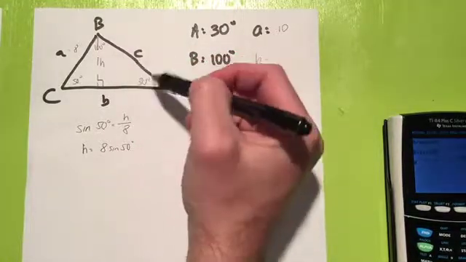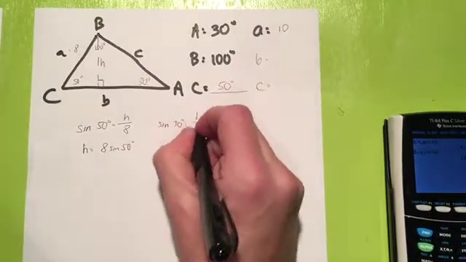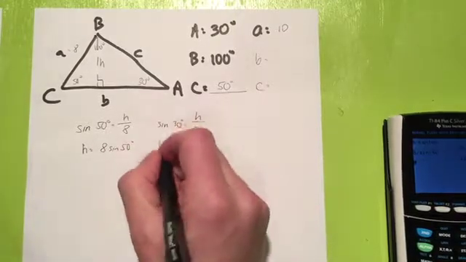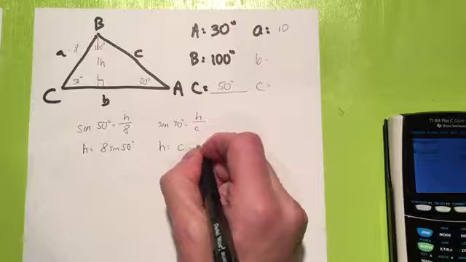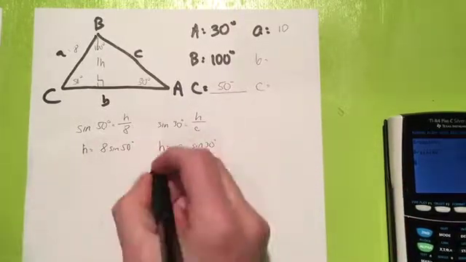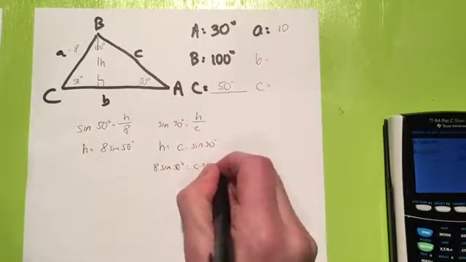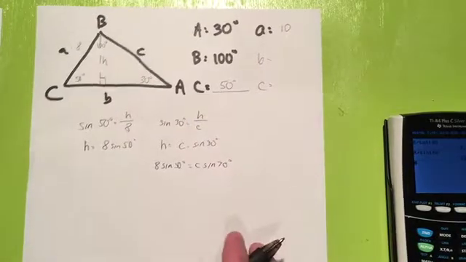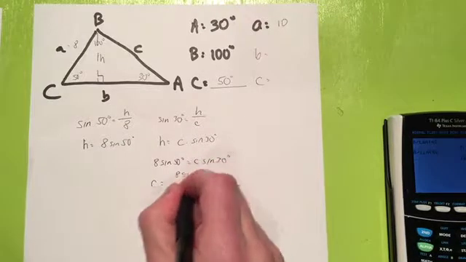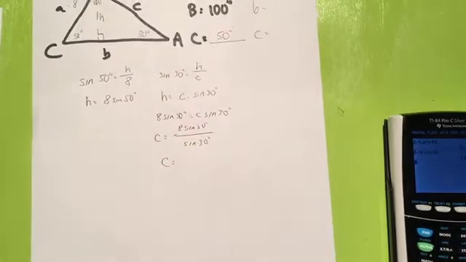Over in the right triangle, we could come up and say sine of 30 degrees equals H over C. Well, we know H from this past statement, so here we're going to have H equals C times sine 30 degrees. We can substitute in for H, so we've got 8 sine 50 equals C sine 30. And when we divide, side C is 8 sine 50 divided by sine of 30 degrees. We can find side C.